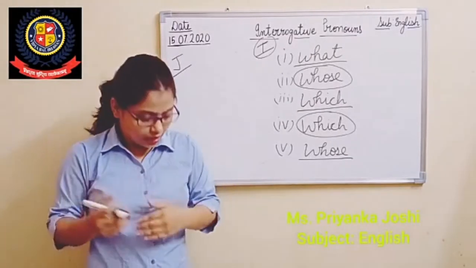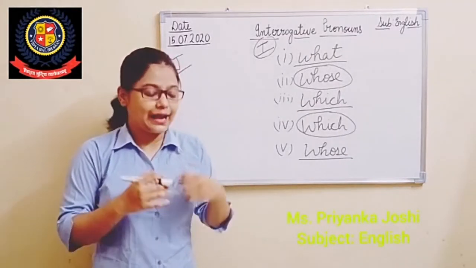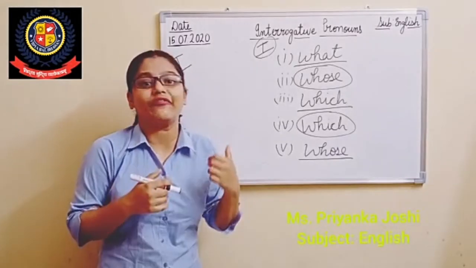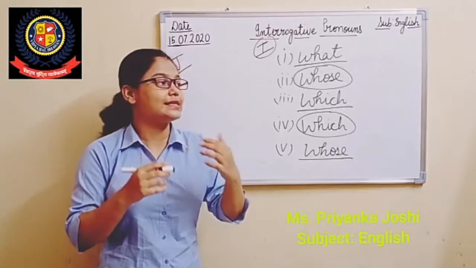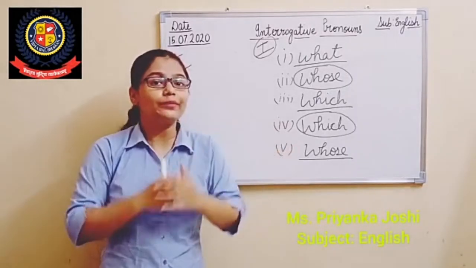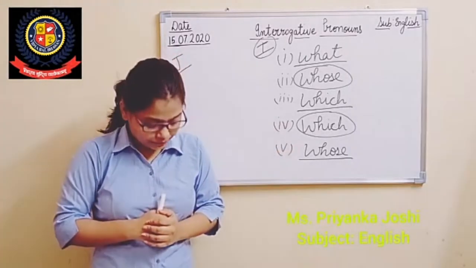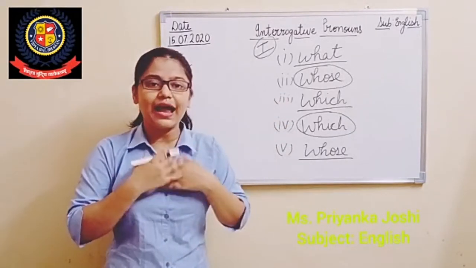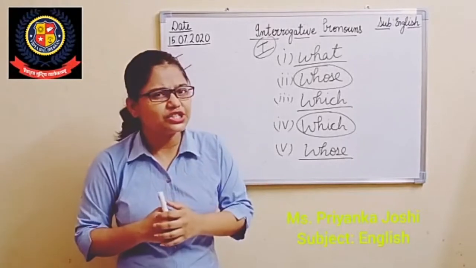Is it clear? Come to the fifth one, and the answer is Rachna's house is the one on the left. Now you frame the question. What will be the question? Question will be, which is Rachna's house? If I ask you the question, which is Rachna's house?